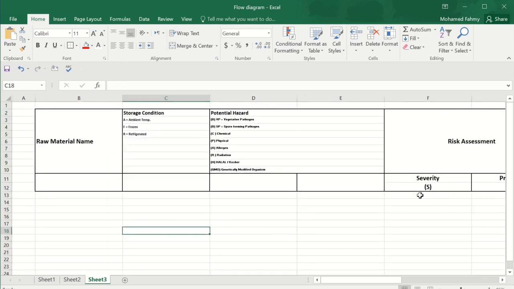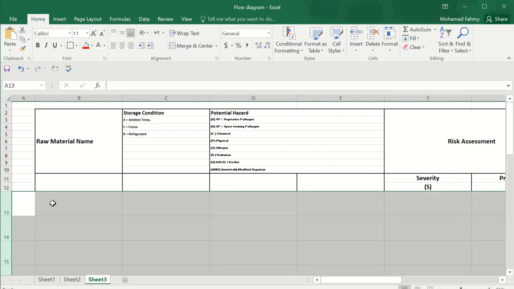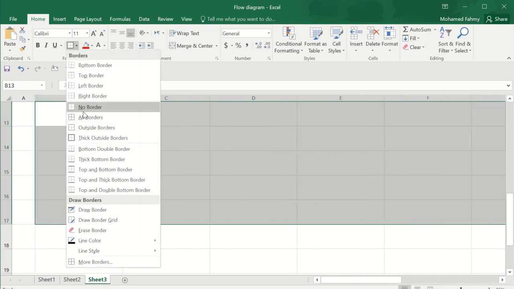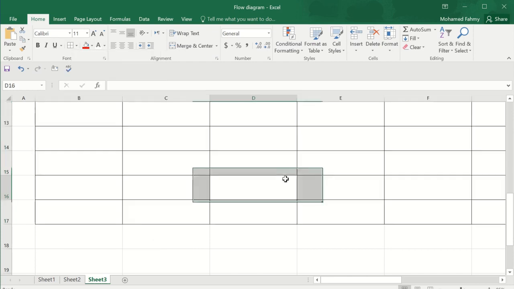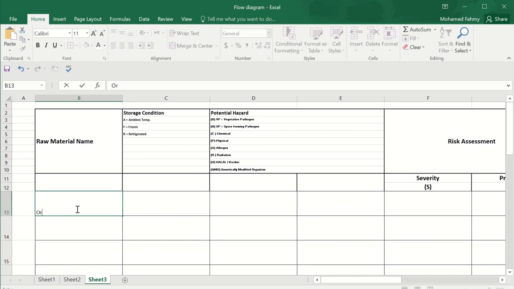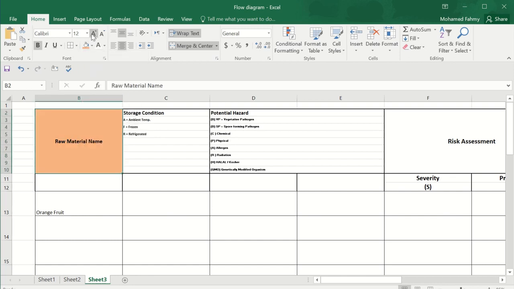Our first raw material will be the orange fruit. I'll just draw it this way to make it easier, and make it with colors here to be better.